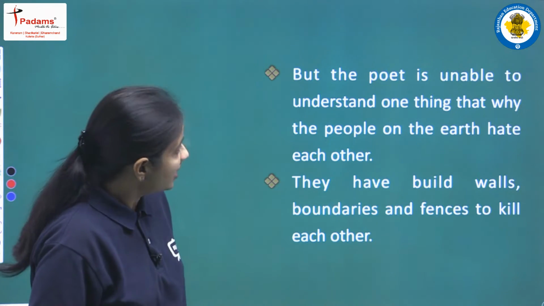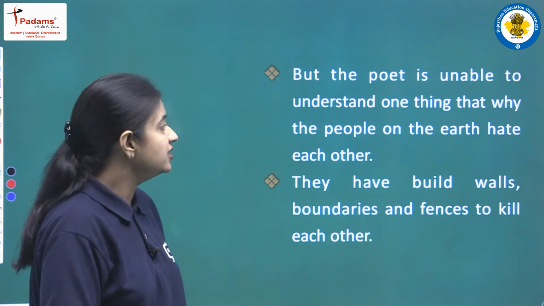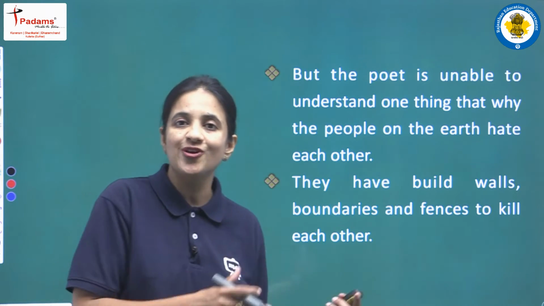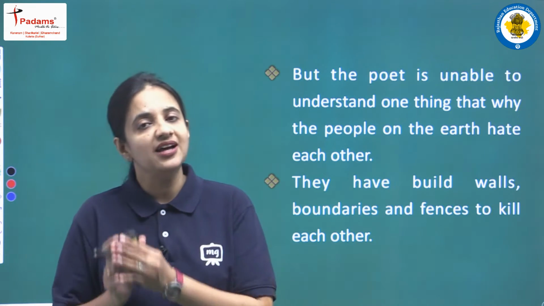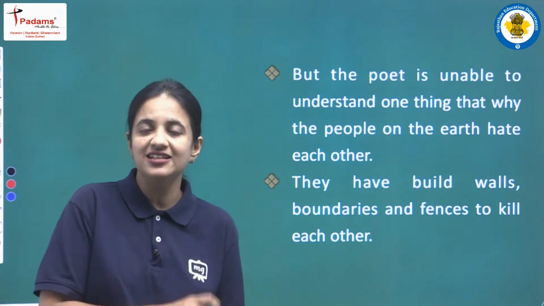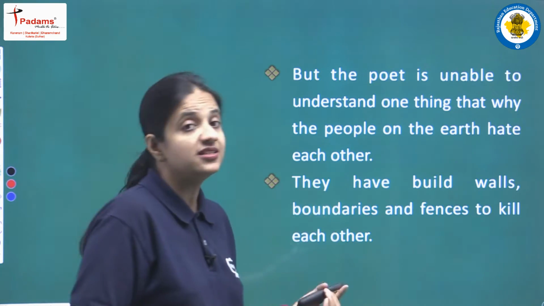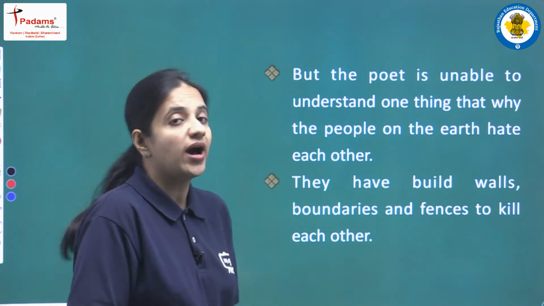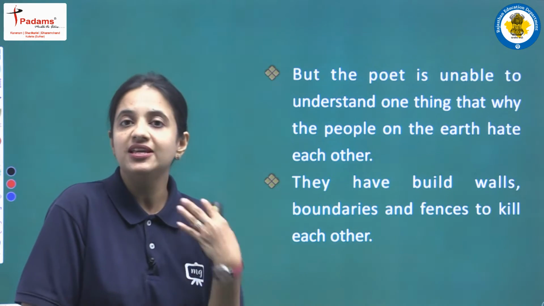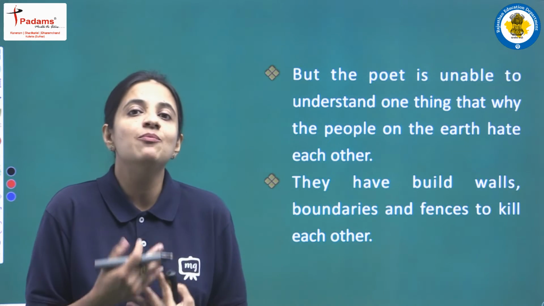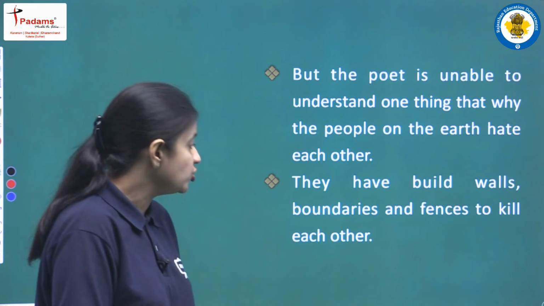But the poet is unable to understand one thing: why do the people on the earth hate each other? First the poet presented so many things that are clear to him now, but after that he says that there is still something that is a mystery for him. He is still unable to understand why we human beings hate each other, why we kill each other, why we have so many boundaries and borders. They have built walls, boundaries and fences to kill each other.